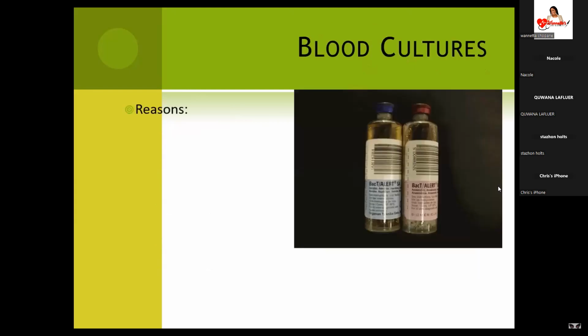Now let's talk about blood cultures and why a doctor will order blood cultures. One reason is to check for septicemia. If a patient comes in with the symptoms of fever, chills, or tachycardia, the doctor will order blood cultures to determine if there is a bacterial infection that's circulating through the blood throughout the body.